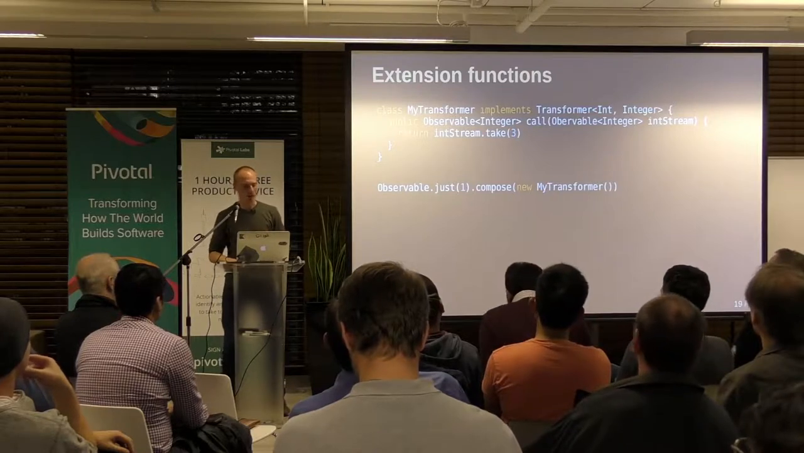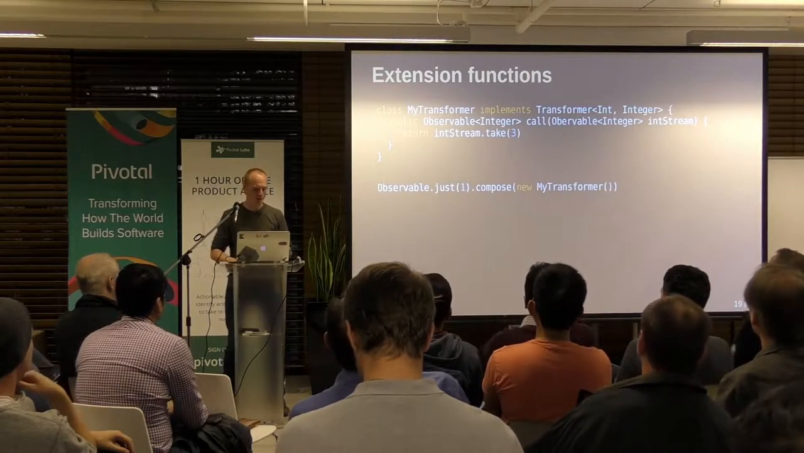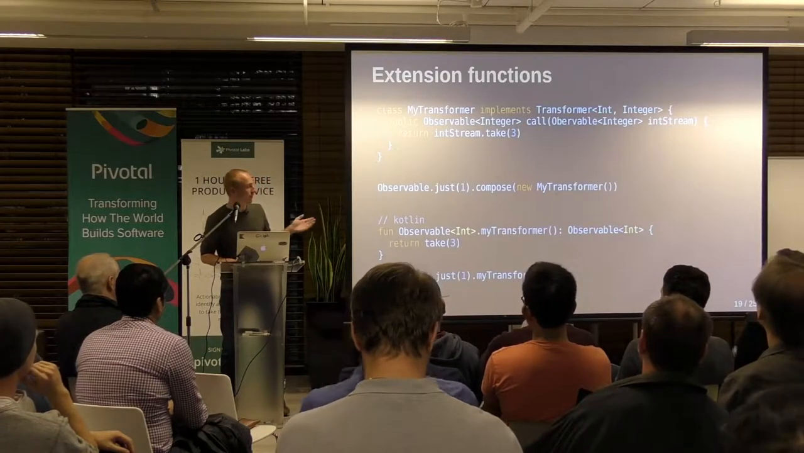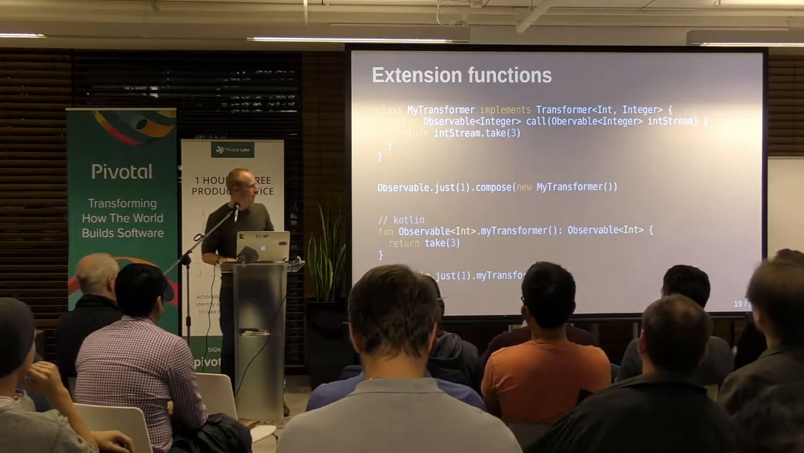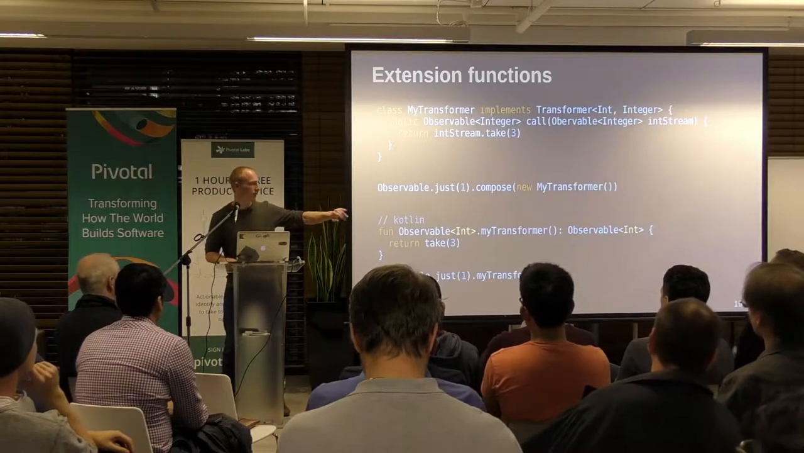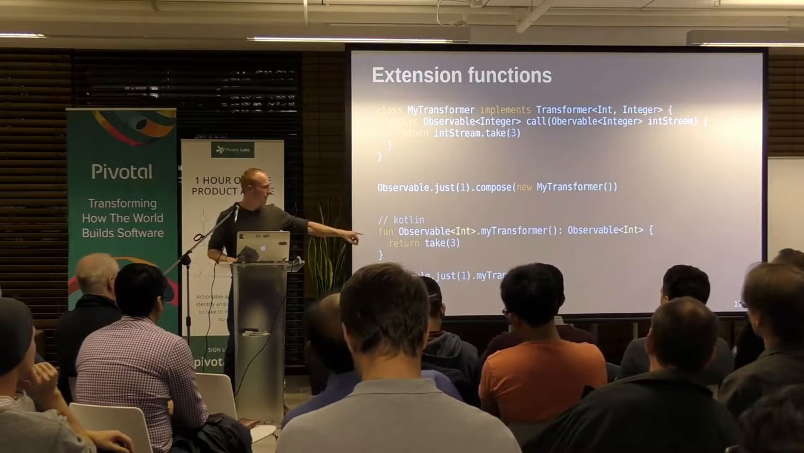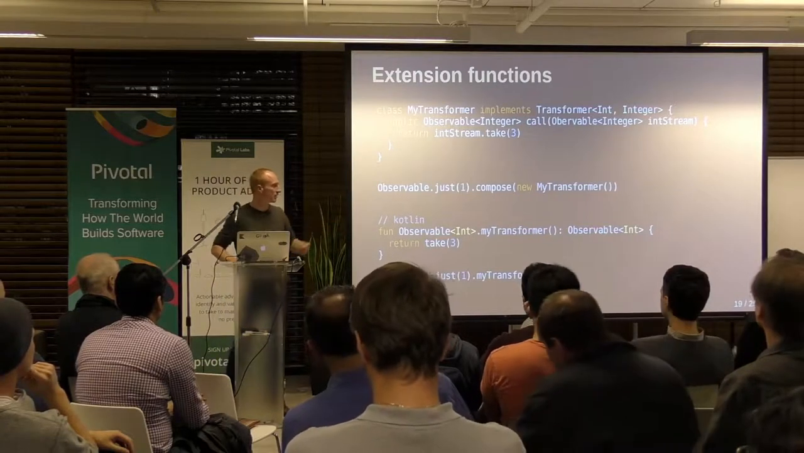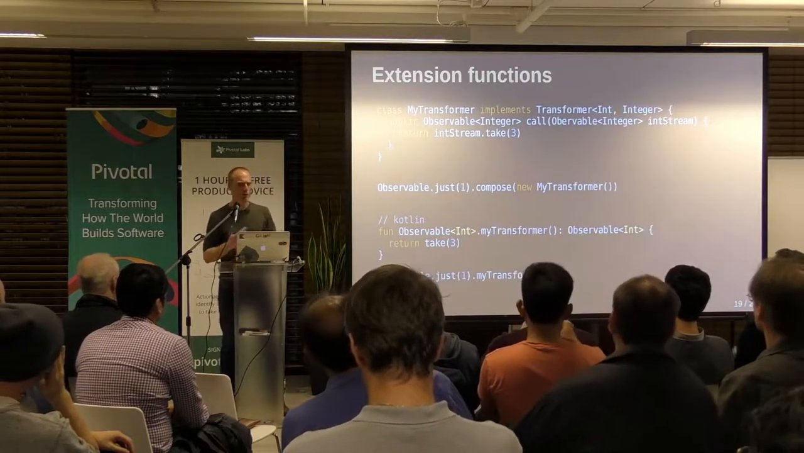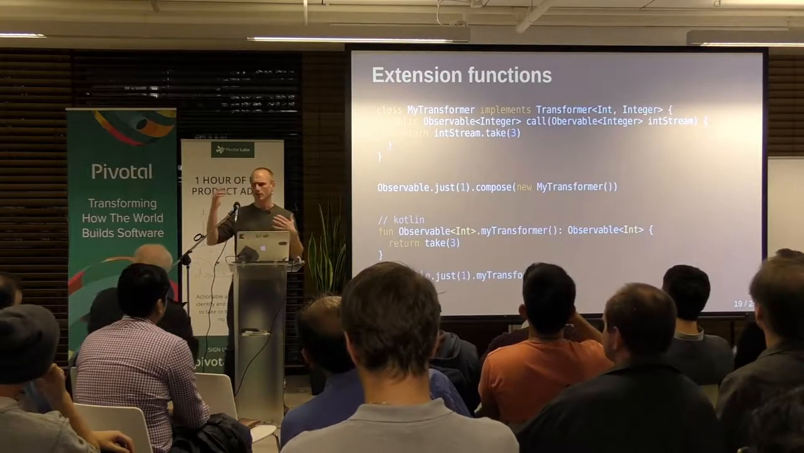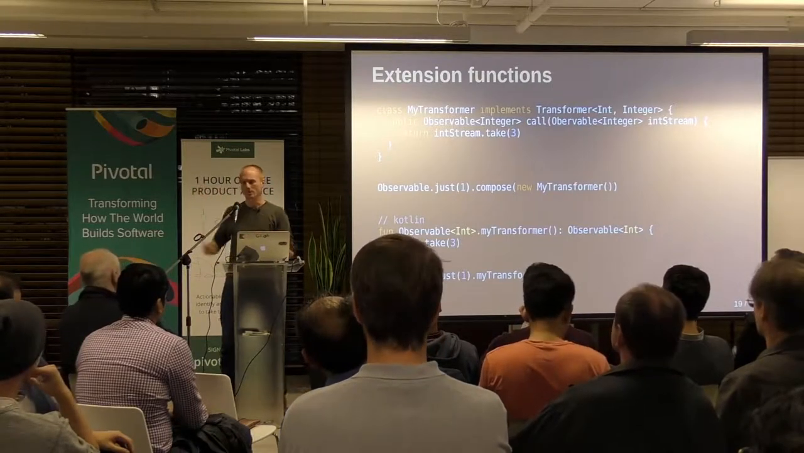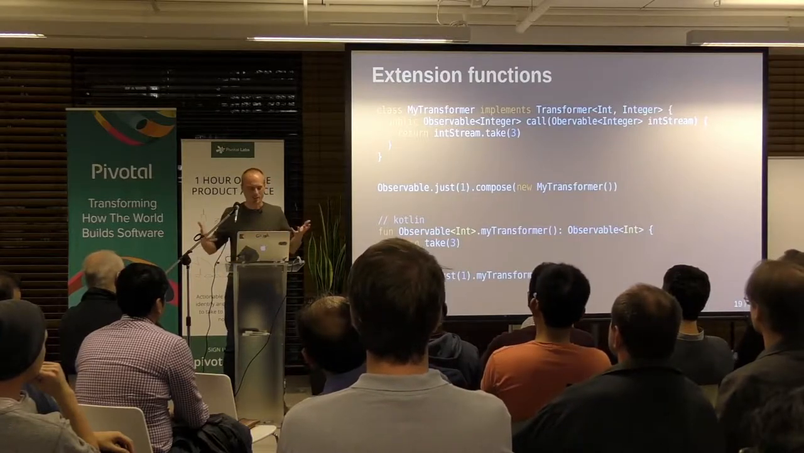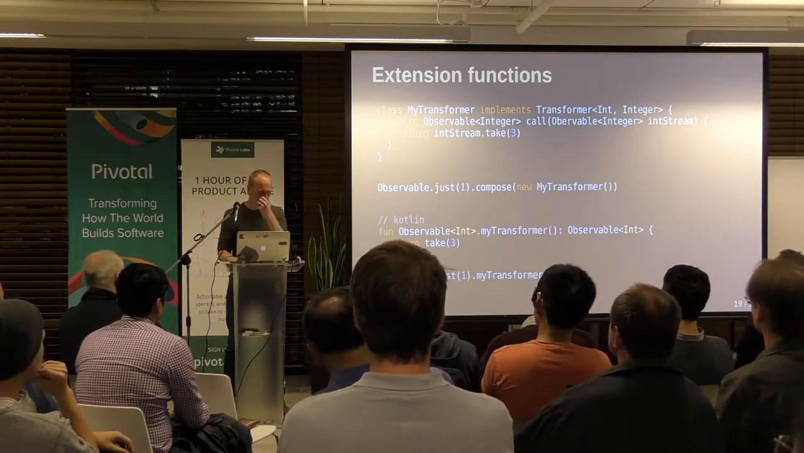In Kotlin, we can do this much nicer because we have extension functions. So in Kotlin, you would write it like this, where you extend the observable of int. You just give it a name, and you say what it outputs. And then you can just apply methods on the this, because the this is the observable stream. It's much more natural because you don't have to create this artificial wrapper object that you then need to apply to the stream. You can just extend the stream in a natural way.